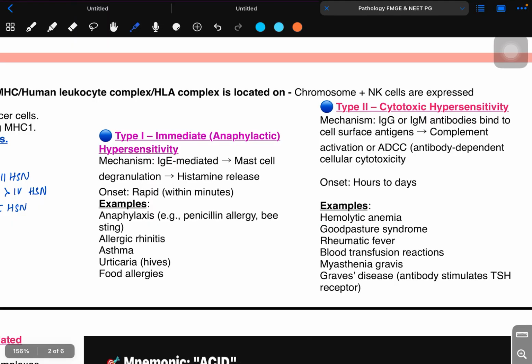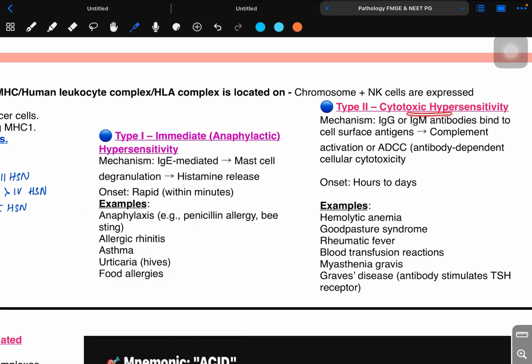Type 1 hypersensitivity reaction is the immediate type and it occurs due to anaphylactic reaction. What is the mechanism? It is IgE mediated. Mast cell degranulation occurs. There is histamine release and the onset is rapid, within minutes. What are the examples? Anaphylaxis, for example penicillin allergy, bee sting, allergic rhinitis, asthma, urticaria due to hives, and food allergies.